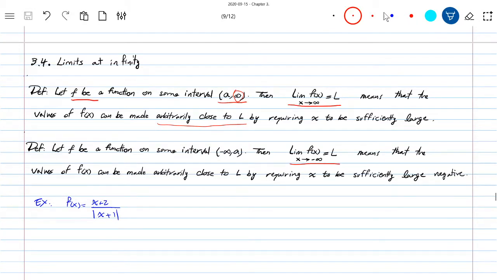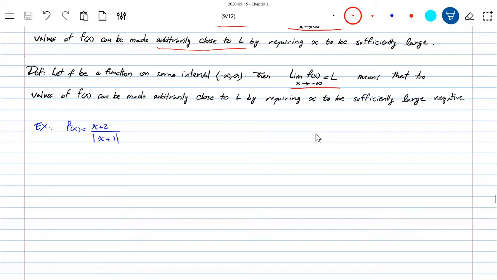And just to make sense of it, here's an example. Let's assume the function f of x is x plus 2 divided by the absolute value of x plus 1. And they ask you to figure out the limit of f of x as x approaches infinity.